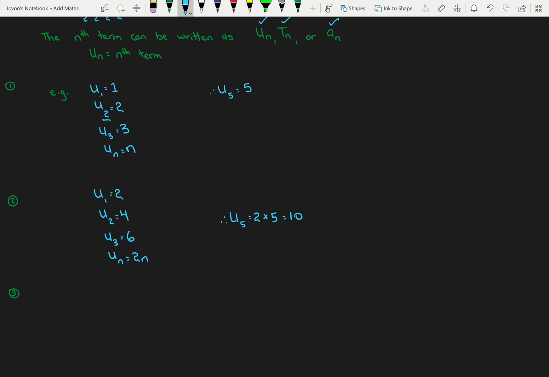When you're finding this expression, you want to look for similarity between here and the number here. Okay, look for similarity here and here, and you'll notice a trend most of the time. Once you notice a trend, it is a sequence.